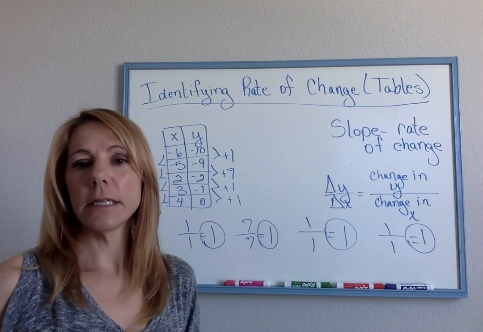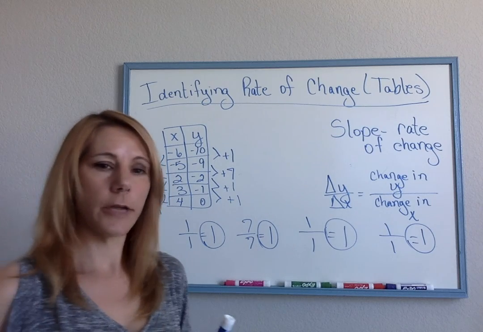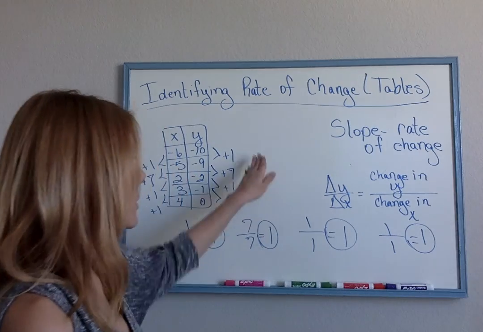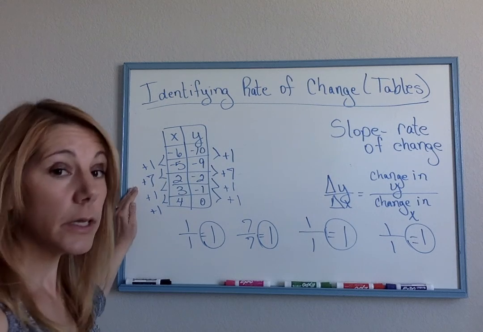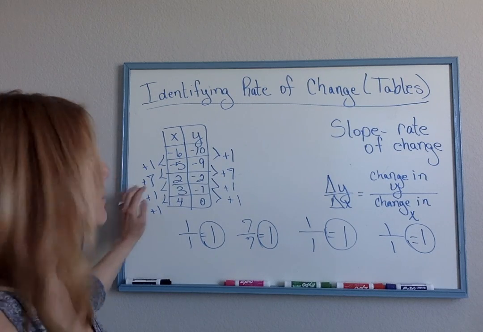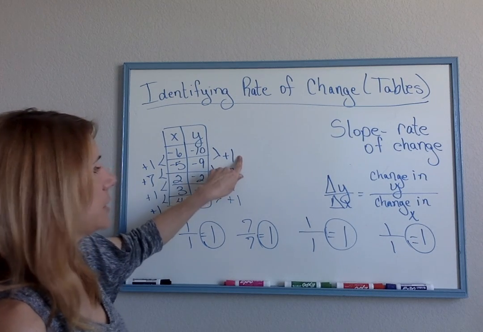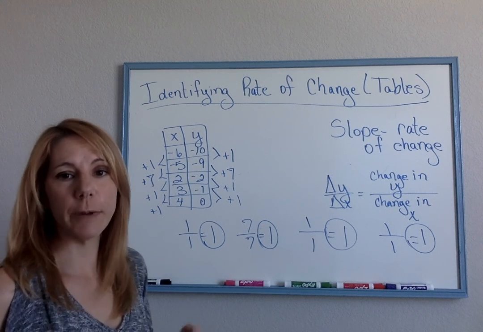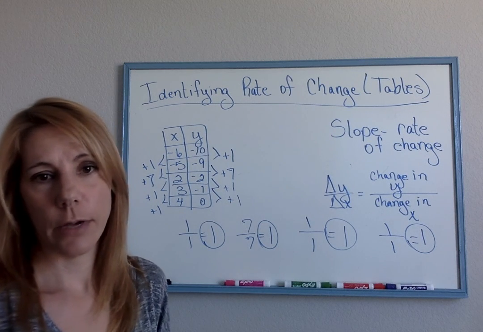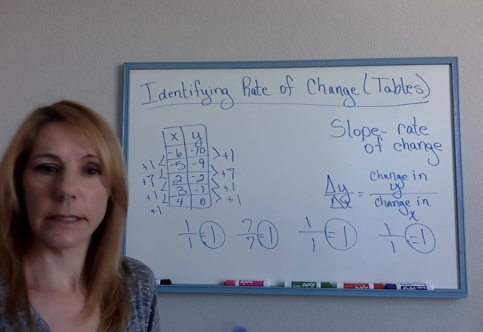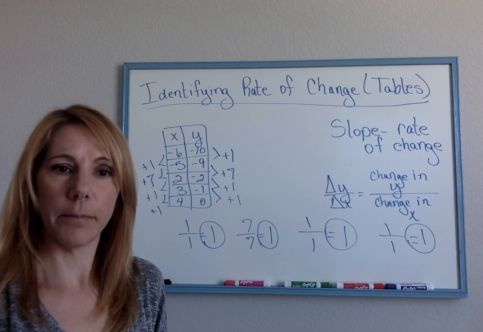Okay, so I know this is a little bit different from yesterday. Yesterday's were super easy because they were exactly the same each time. But today's, I really have to focus on looking at the change in y over its corresponding change in x. Okay? And that way I can see that the slope is exactly the same each time.